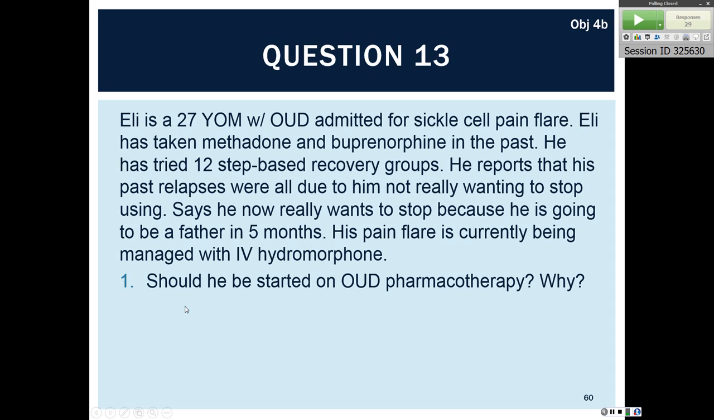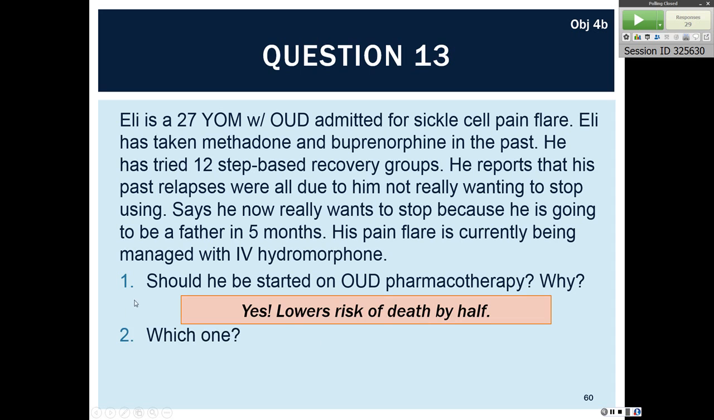So we have a few questions. I'm just going to pop up the answers on here to get through this. So question 13, the answer is yes for number 1, and it lowers the risk of death by half. And then which medication? Any of the first-line treatments, so buprenorphine or methadone maintenance treatment.